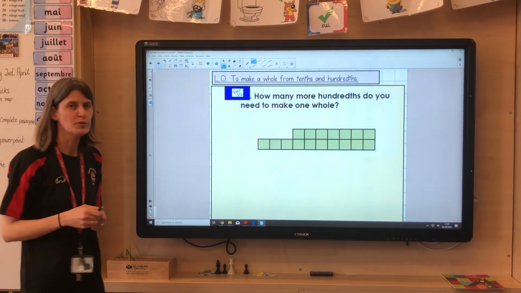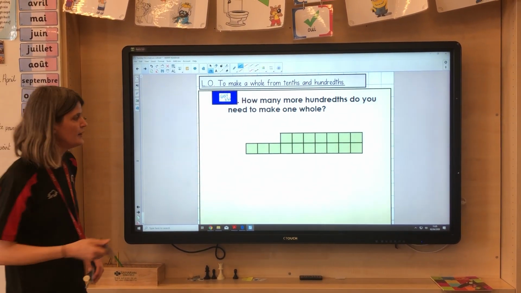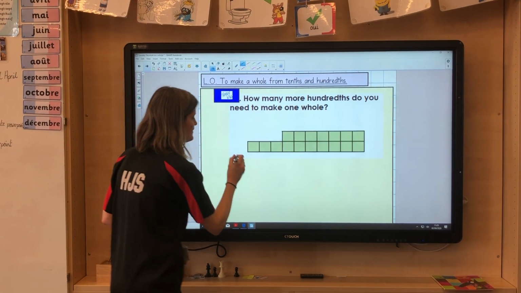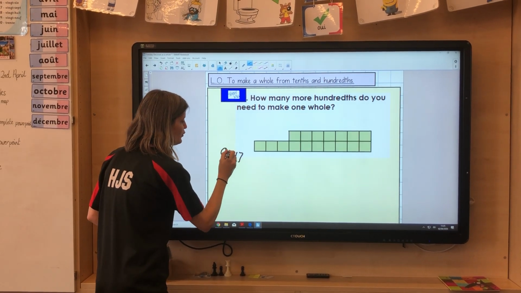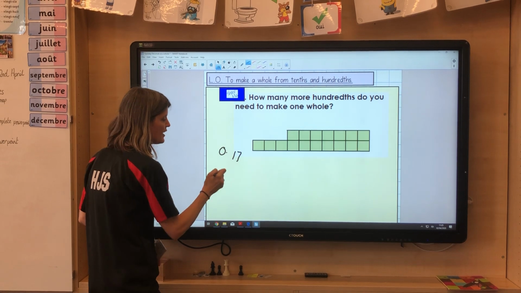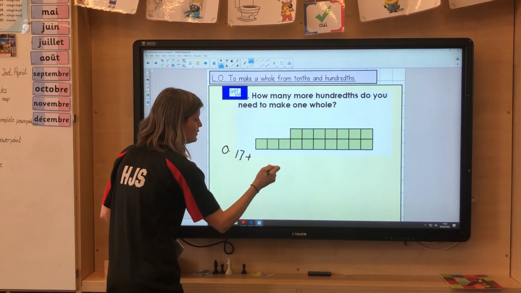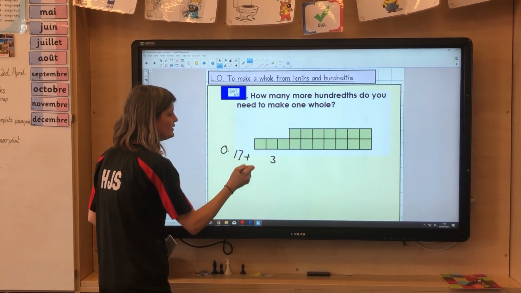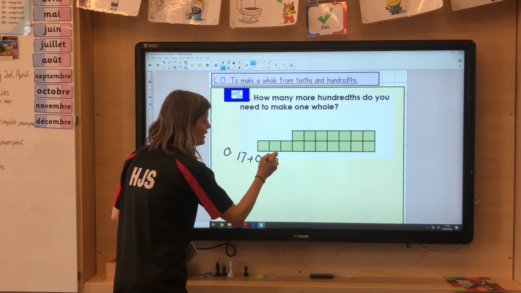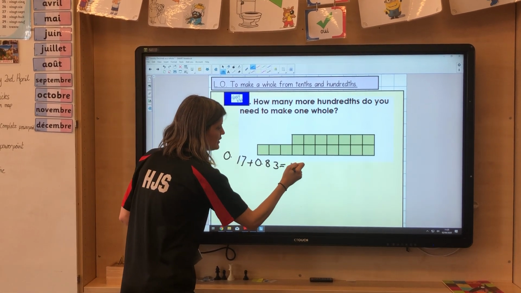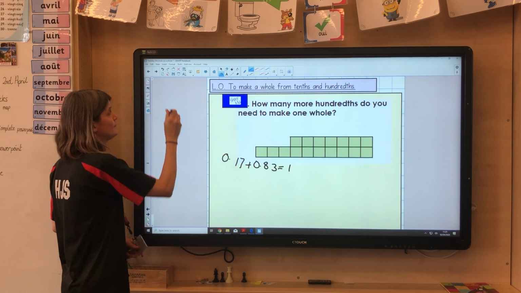Okay, have a go, pause the tape and then check my answer. 10, 17, I've got 0.17 or 17 hundredths, and in order to make a whole, I'm going to need to add 3, and I'm going to need to add 80, equals 1 whole.